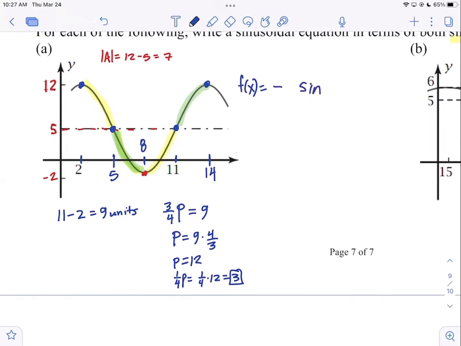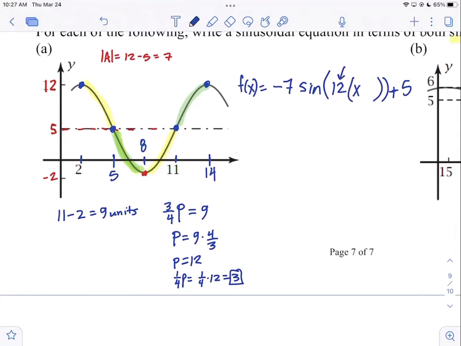Now I don't just put negative sine. The amplitude goes in there. What's the amplitude? 7. So it's negative sine of B times X minus something, plus D. What's our D value? 5, right? Now, the question I have for you is the period is 12. Do I put 12 in here?